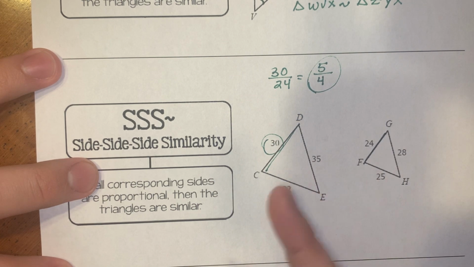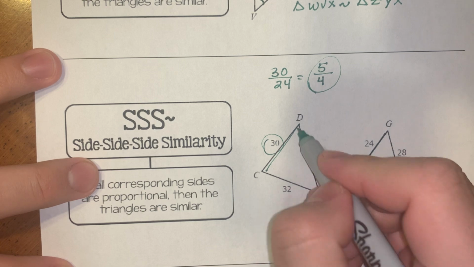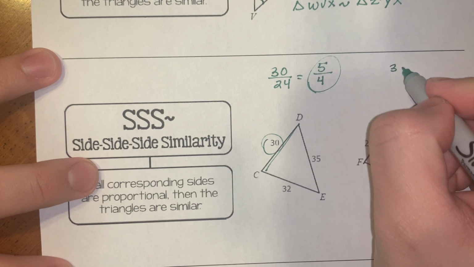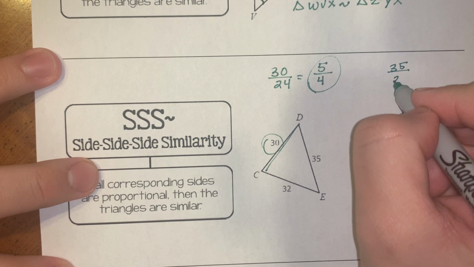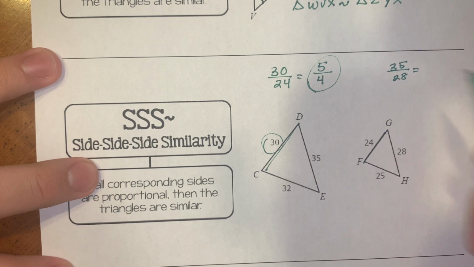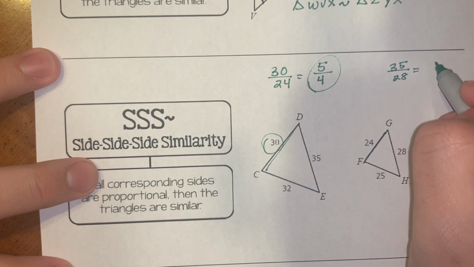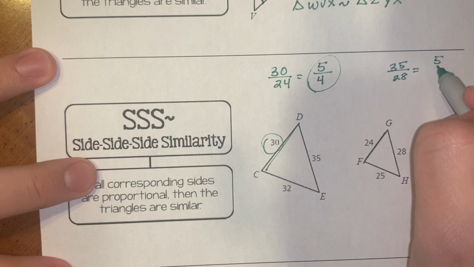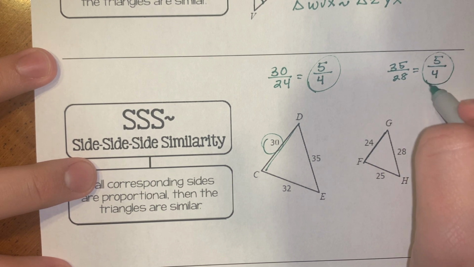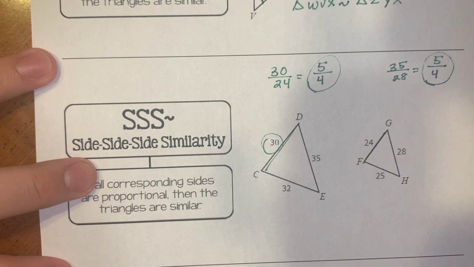If the other scale factors do not equal that, you cannot do this. So let's go ahead and try DE and GH. So we have 35 over 28. Well, let's see, they're both divisible by 7. So 35 divided by 7 gives us 5. And 28 divided by 7 is 4. All right, so far so good. So far we can say that they're similar, but we always got to check that third side.